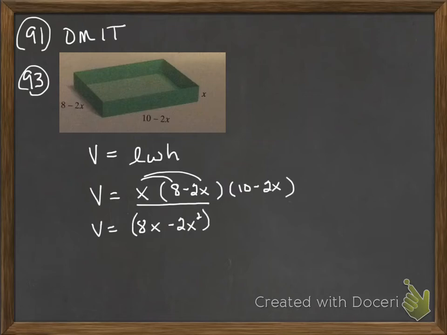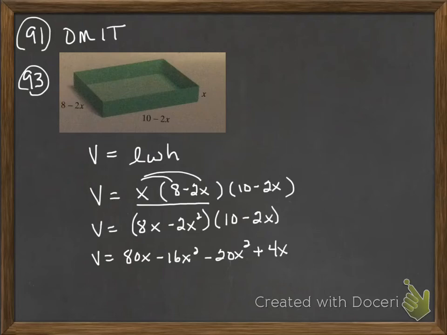So it gives me 8x minus 2x squared. Bring down that last dimension of 10 minus 2x. And now I have a binomial times a binomial. So I'm going to have to FOIL this out. So I'm going to get 80x minus 16x squared minus 20x squared plus 4x cubed.